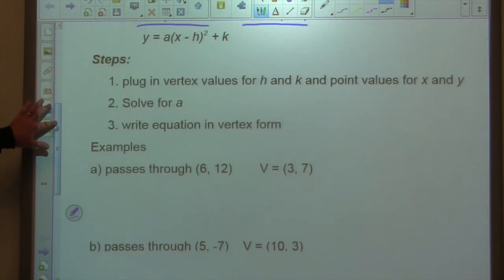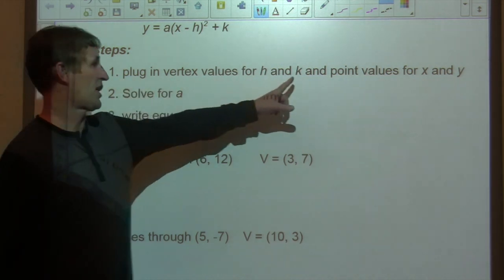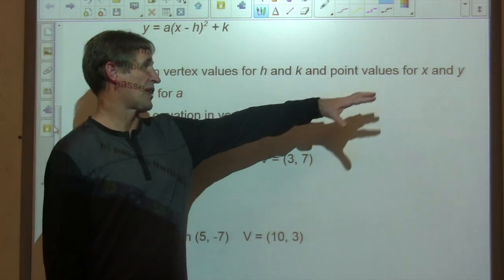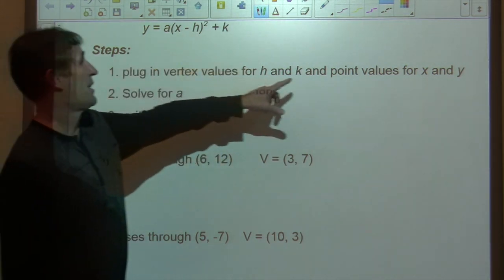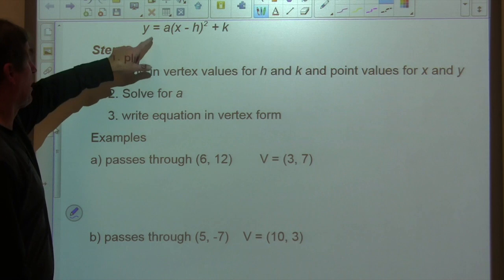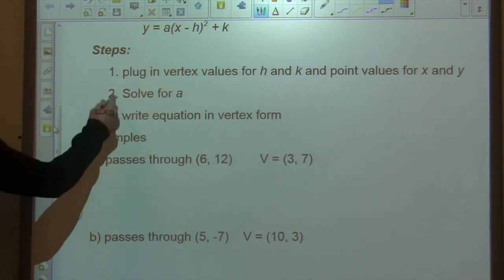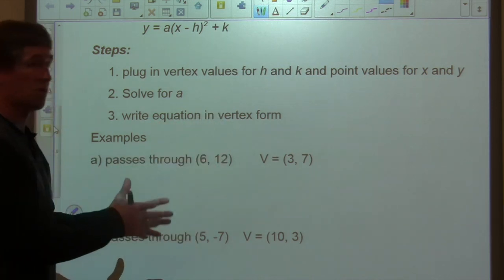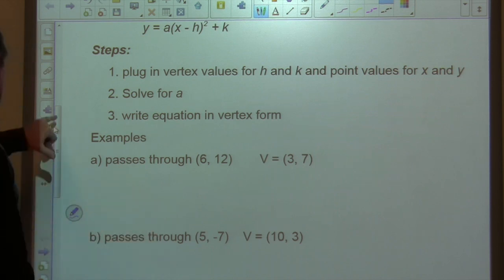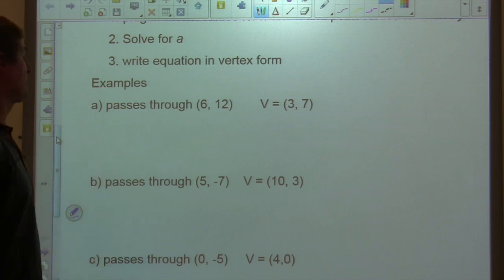And so the steps we're going to use to do that, you'll plug in the vertex values for h and k and the point values for x and y. So your vertex values are your h, k, and then the point values that also are on the parabola you'll plug in for y and x. Then you solve for a, and then you simply write your equation in vertex form. So I'm going to go through several examples. As soon as you feel like you've got it, you can stop and go on to the next part. But make sure this makes sense to you.